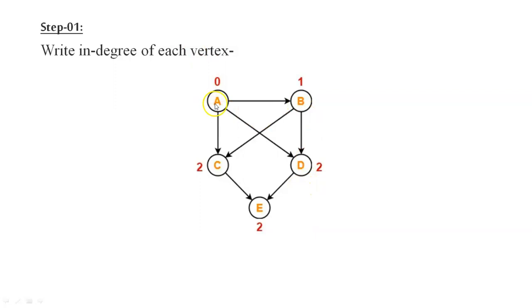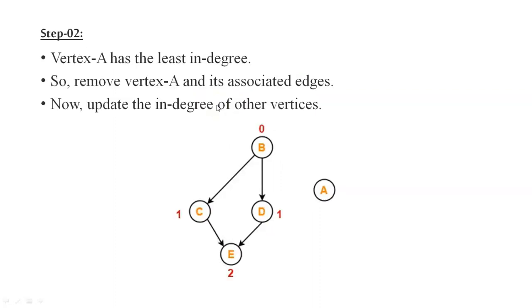For A, you can see no arrow mark is towards A, so the in degree for A is 0. For B it is 1, for C it is 2, for D it is 2, and for E also it is 2. So in the first step you find in degree for all the vertices. The next thing you are going to do is take the vertex which has 0 in degree. In our case A has 0 in degree. So in step 2 you are going to remove A from the graph. You can see here in step 2 we removed A.